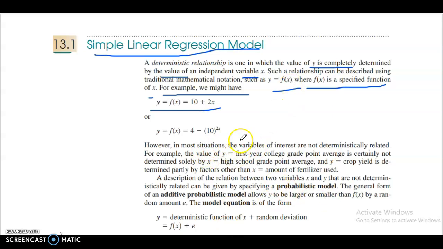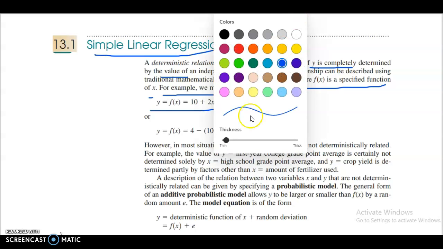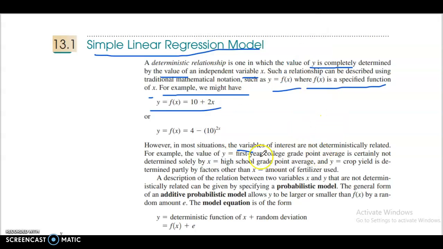However, in most situations, the variables of interest are not deterministically related. For example, the value of y, first-year college grade point average, is not determined solely by x, high school grade point average, and y, crop yield, is determined partially by factors other than x, the amount of fertilizer used.